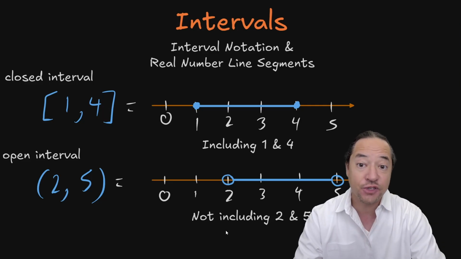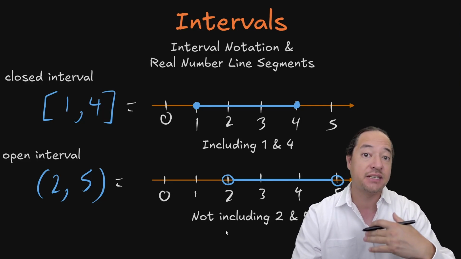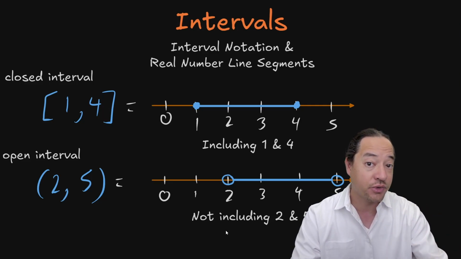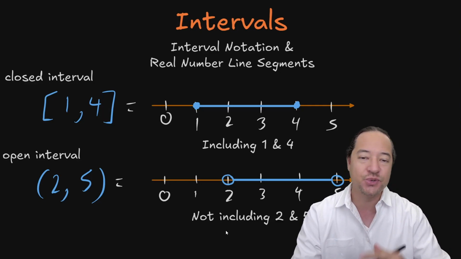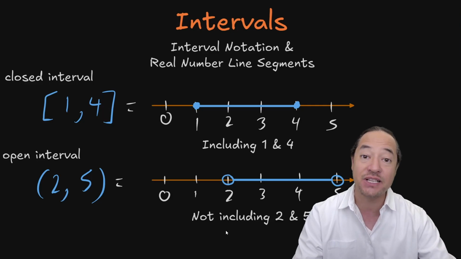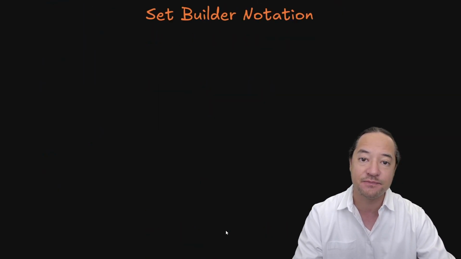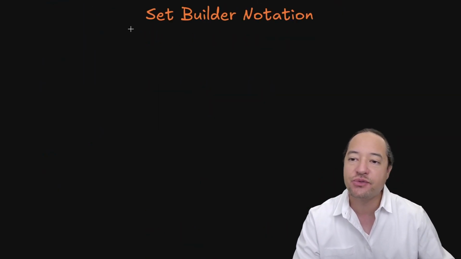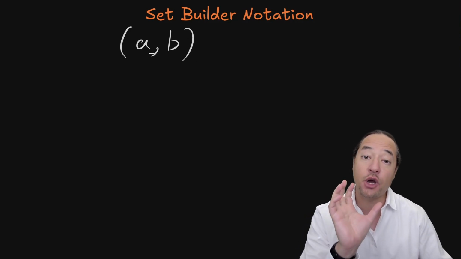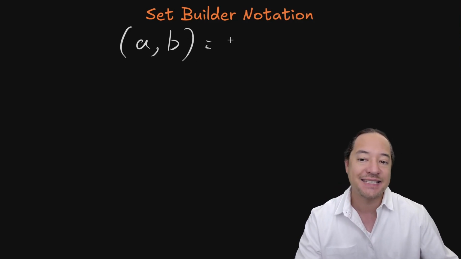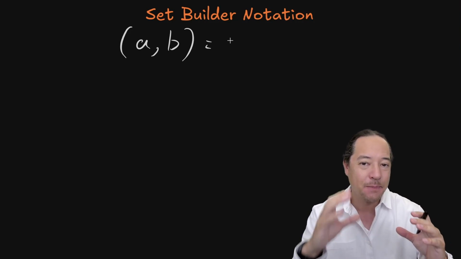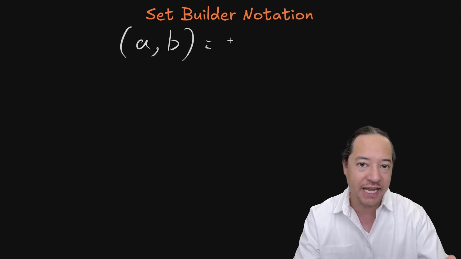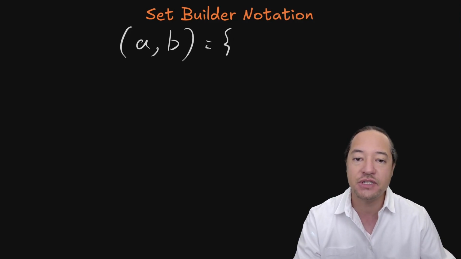So this is interval notation, and we can see it represented graphically as a real number line segment, but we can also represent intervals using set notation. So let's take a look at that. So let's use this to define now the interval from A to B. Okay, this is going to be an open interval. And essentially, we need to define the set of all real numbers between A and B, not including A and B. Okay, so we're using set builder notation.